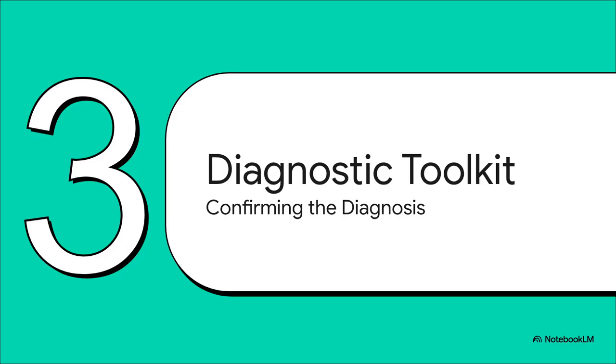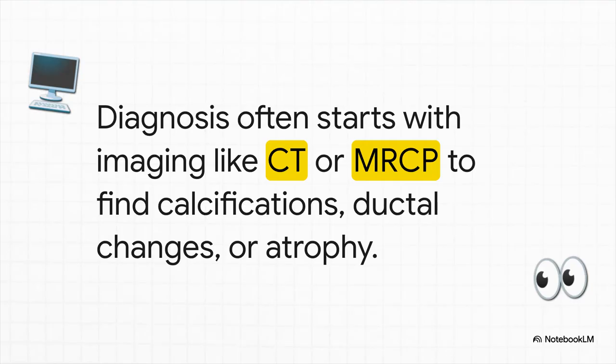So, your clinical suspicion is high. Now what? Well, now we have to prove it. Let's open up the diagnostic toolkit and see how we can go from suspicion to confirmation. So, where do you usually start? A lot of the time, it's going to be with a CT scan or an MRCP. And yeah, they're pretty good for spotting the really obvious late-game stuff. You know, big calcifications, a pancreas that's all shrunken down.